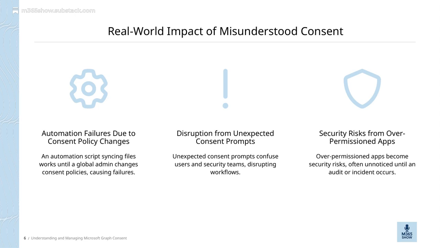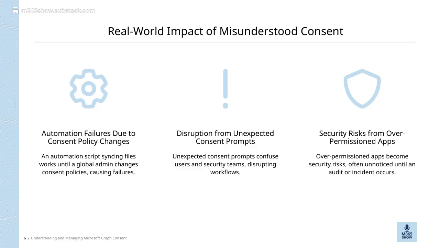These scripts typically work seamlessly until a global admin updates the consent policies. When that happens, the scripts may fail, causing operational disruptions. This highlights the importance of understanding how consent policies impact automation and planning accordingly. Finally, all these points tie back to a real-world impact.